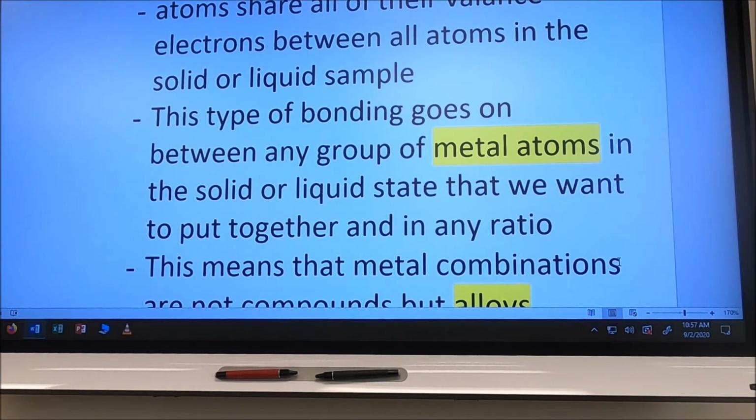So we can put metals together in any kind of ratio and still get metallic bonding. So metallic bonding leads to the formation of these alloys where there is sharing of electrons. So there's bonding going on, but there are not fixed ratios that have to happen between certain metals to form the alloy.